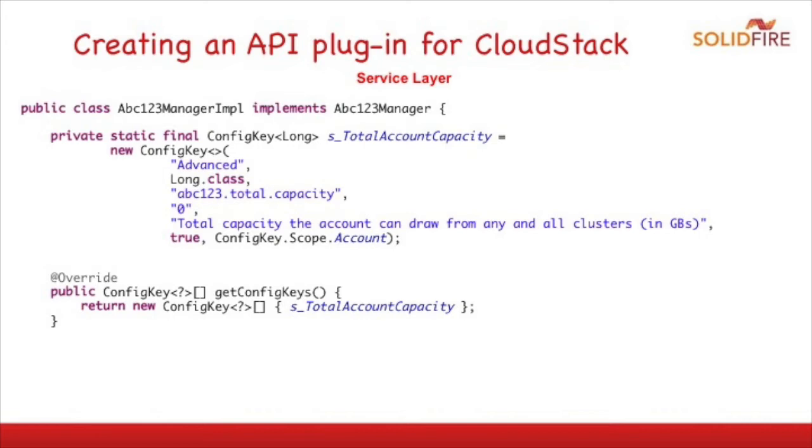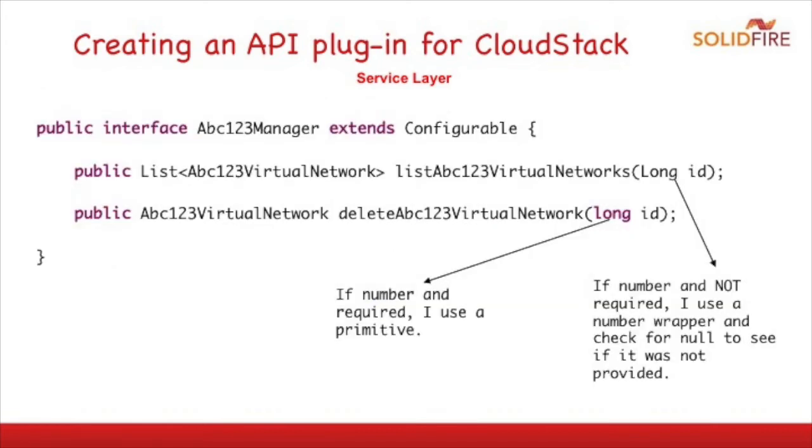So let's move on to the next one here. All right, so we're still in the service layer, so our business objects, we've done the configurable part. Now is the part where we actually need to specify some business functionality that we have to later implement. And this is where, as I mentioned, these are all of the list this, delete that, create that. So here I just have a simple example, just two methods, list virtual networks and delete virtual network. And we can see here, I just sort of followed regular CloudStack convention.